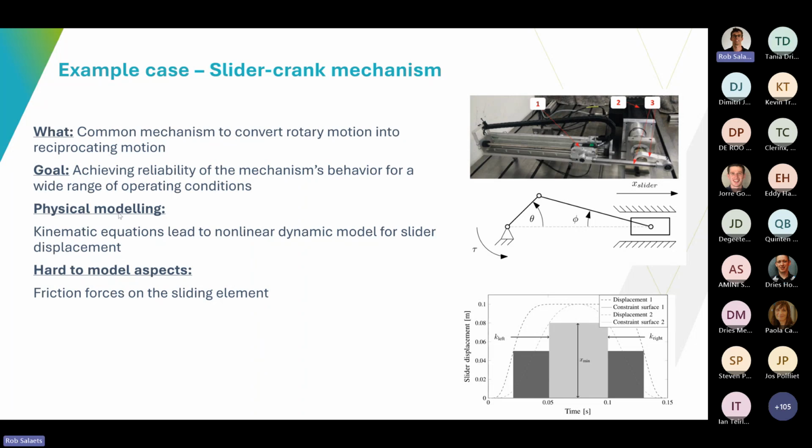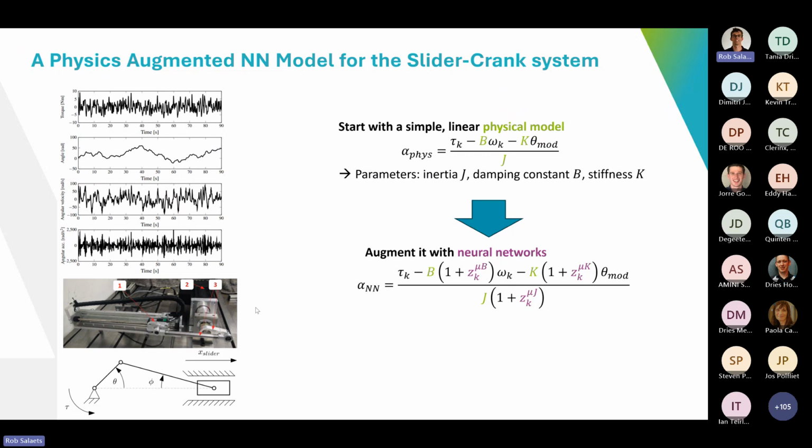And we want to achieve a good model that can predict the behavior in a range of operating conditions. And if you draw it like this, it's quite simple. But if you then make it in reality, you have all these complex friction and play effects you need to take into account. So the complex part is the friction forces. So we will make a PAN model for it.